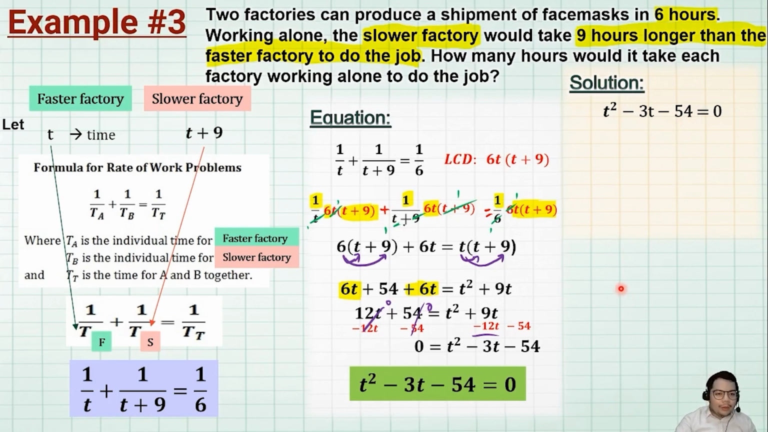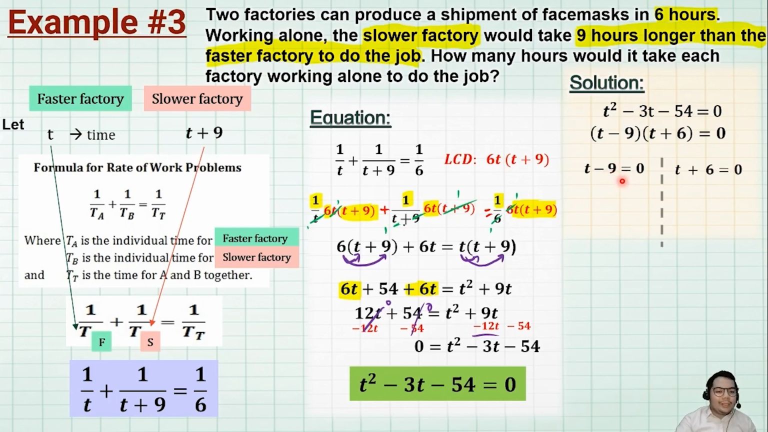So, ako, gamit ako ng factoring. So, hanap ako ng dalawang numbers na ipag-multiply, ang sagot ay negative 54 pag inadd is negative 3. And that will be negative 9 and positive 6. So once again, negative 9 times positive 6 is negative 54. Negative 9 plus 6 is equal to negative 3. So ayan yung factors natin. So from that, we can already divide them using zero product property.